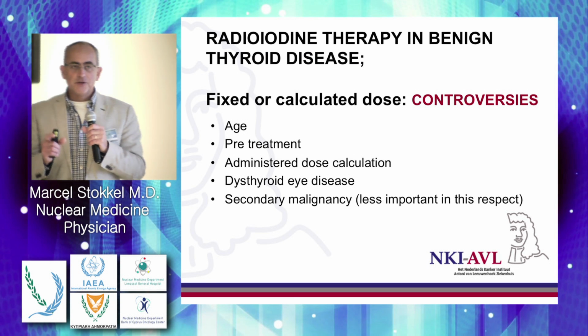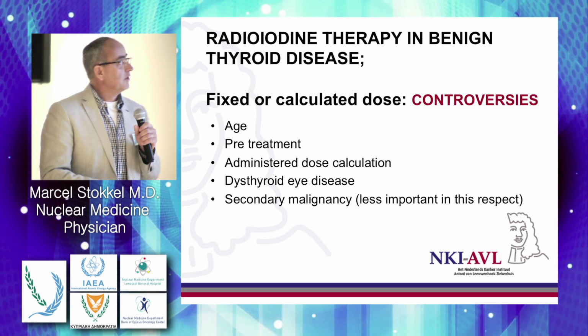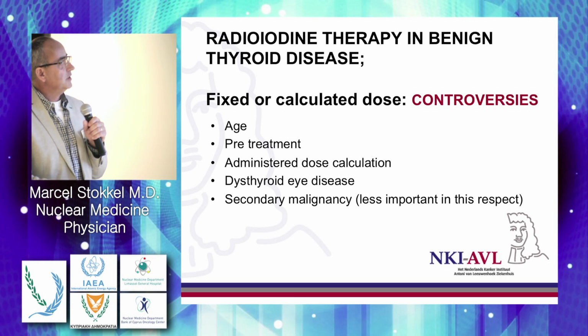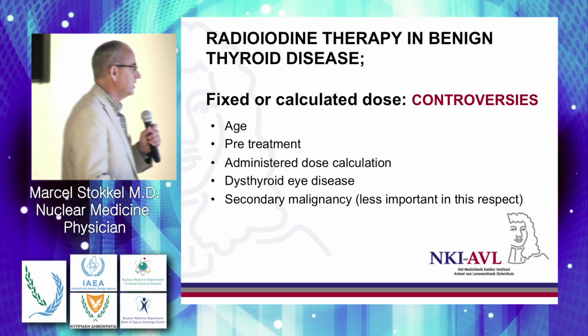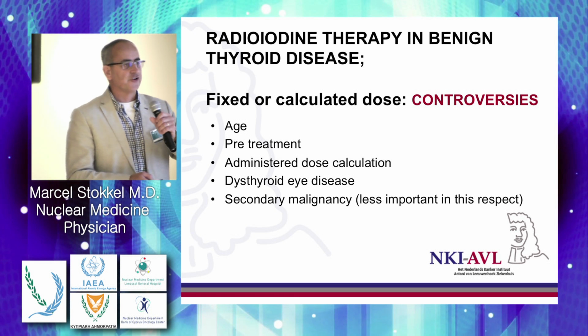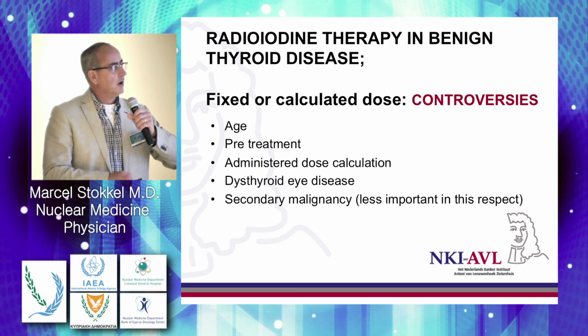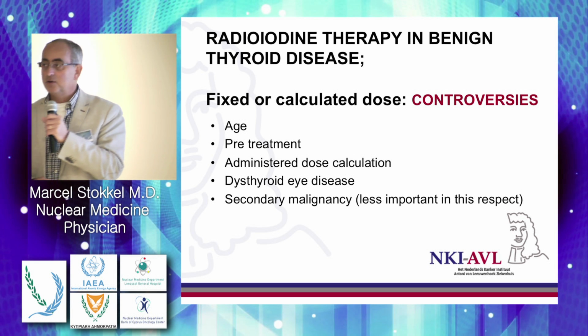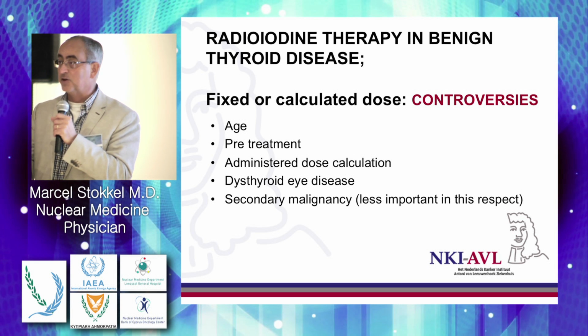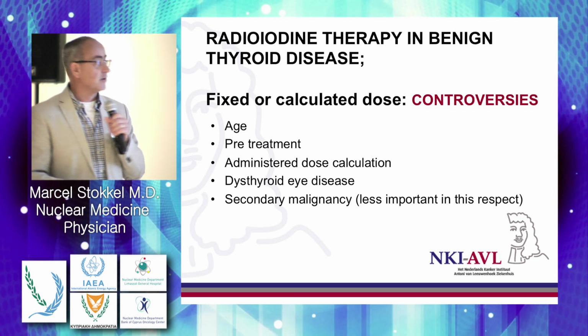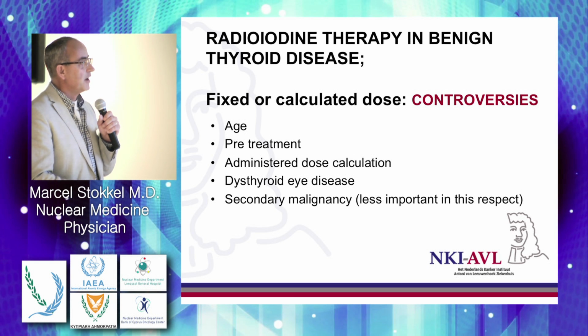Now, when we talk about radioiodine, one of the most difficult discussions on this topic is whether we should apply a fixed or a calculated dose. And there are many controversies in the literature related to this topic. The controversies are related to age, to pre-treatment, and to the administered dose calculation. How should we do that? What should we do? Do we use ultrasonography to assess the size of the gland, or can we use scintigraphy? What about dysthyroid eye disease?